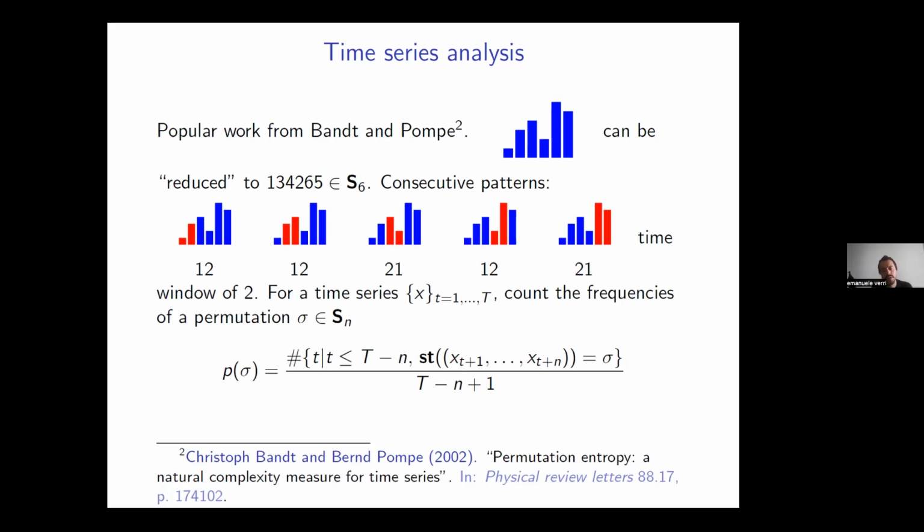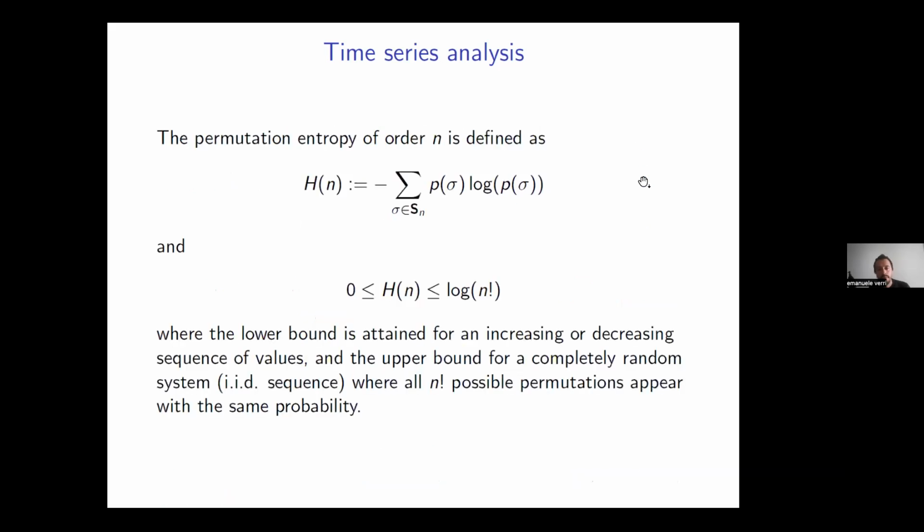Here I'm using this notation, so we take the values of the time series and then we standardize them so that we have a pattern of size n. This index is simply, we need to compute the frequencies of these patterns, and then we compute Shannon's entropy, and we average over these patterns. And there are 2 extreme cases that we need to take into account.